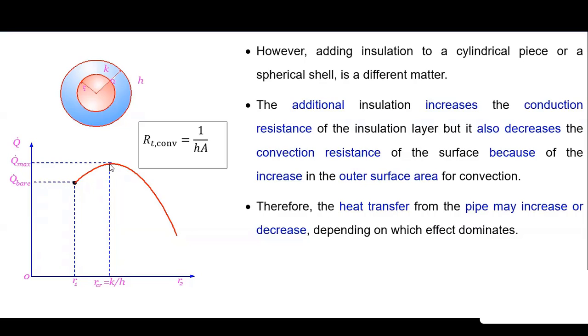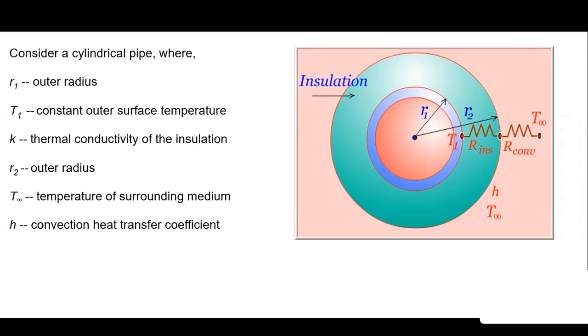This radius at which the rate of heat transfer is maximum from an insulated cylindrical or spherical system is called the critical radius of insulation. The critical radius of insulation is that radius of insulation where the heat transfer rate from the system is maximum, or in other words, when the total thermal resistance of the system is minimum. So you can use this for finding out the value of the critical radius.